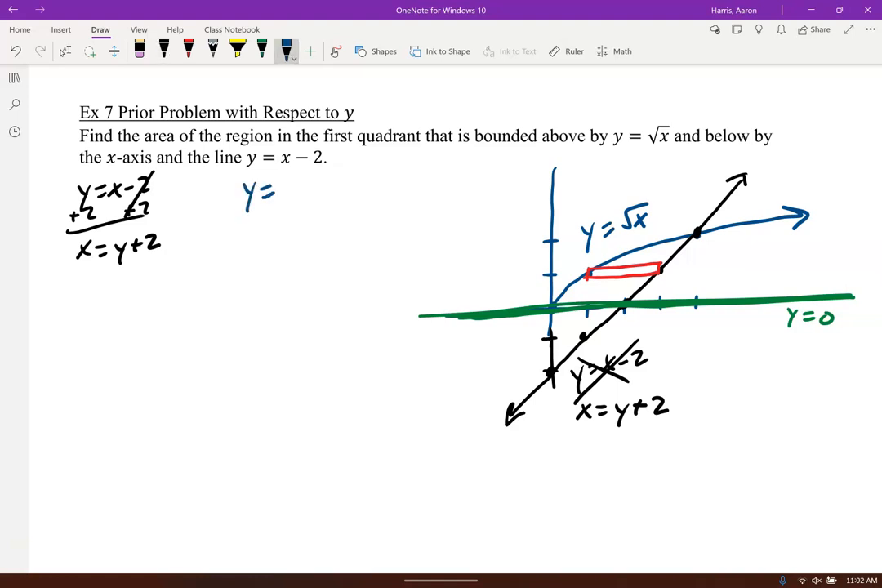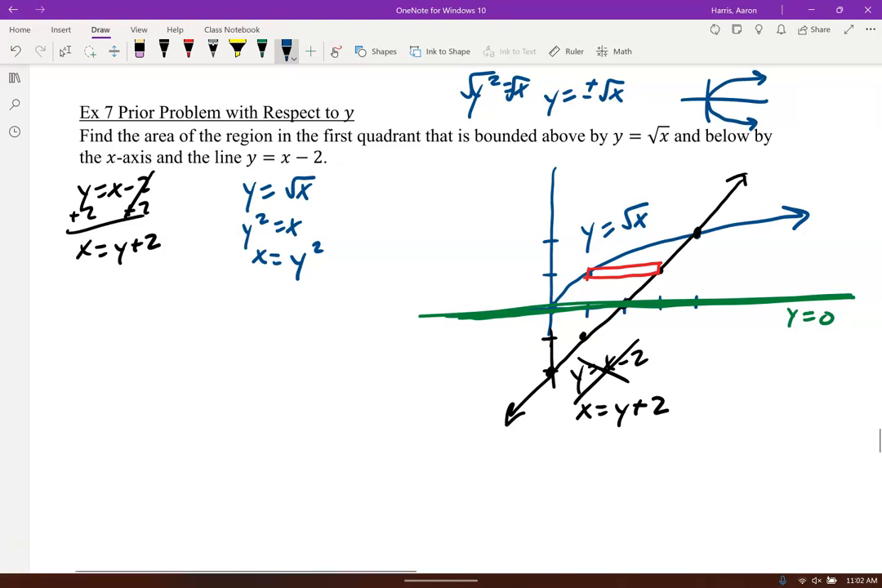Instead of y being the square root of x, let me square both sides. So x is y squared. Now I know it's only the top part of that parabola, x equals y squared, right? Because if you have y squared equals x and you square root it, you'll have plus or minus root x. Here's positive root x, here's negative root x. So x being y squared is that, but we only have the top half of this.